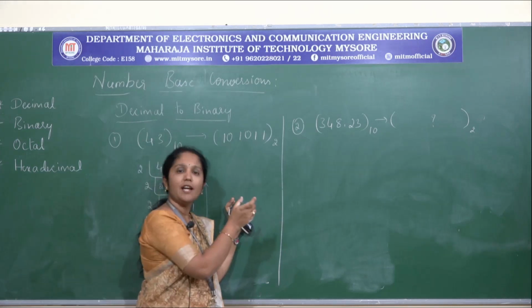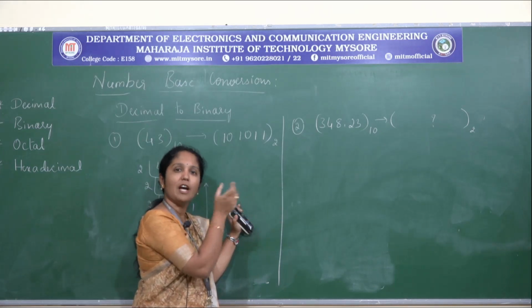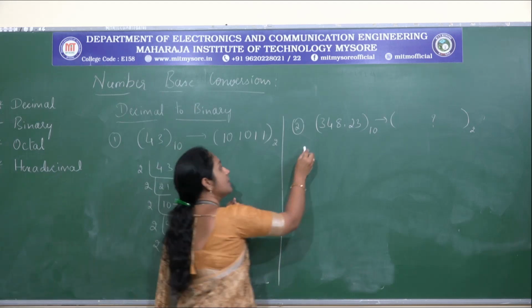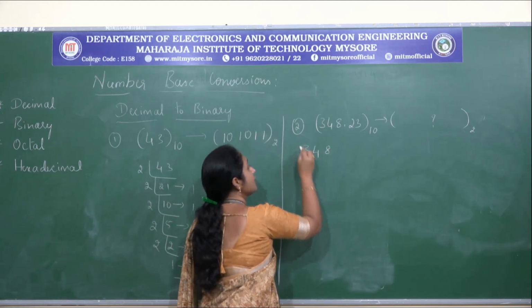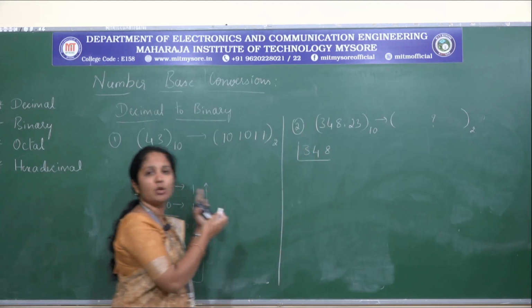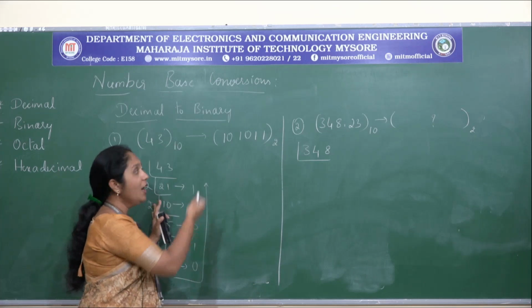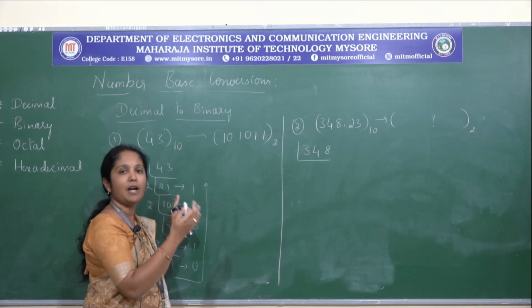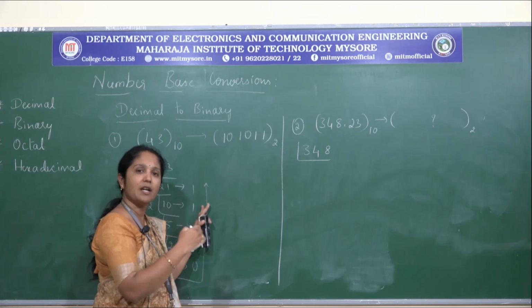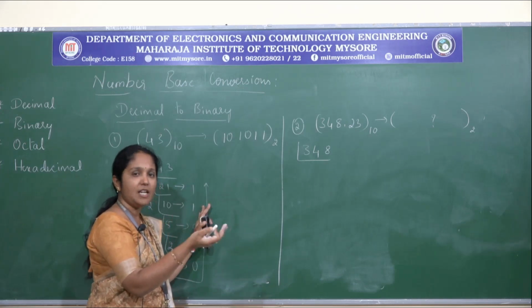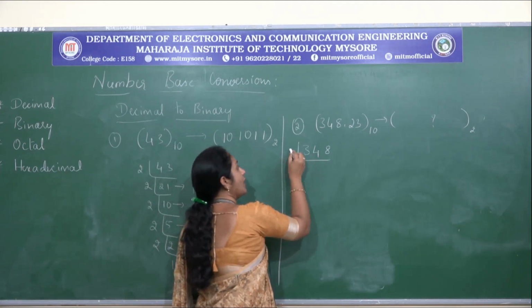So 348 is the digits whatever we have before the decimal point. Let me consider 348 first. So we will see how to convert this using the procedure we just learned, and then we will consider the fractional part and see how to convert the fractional part into the binary equivalent. So 348 we have.